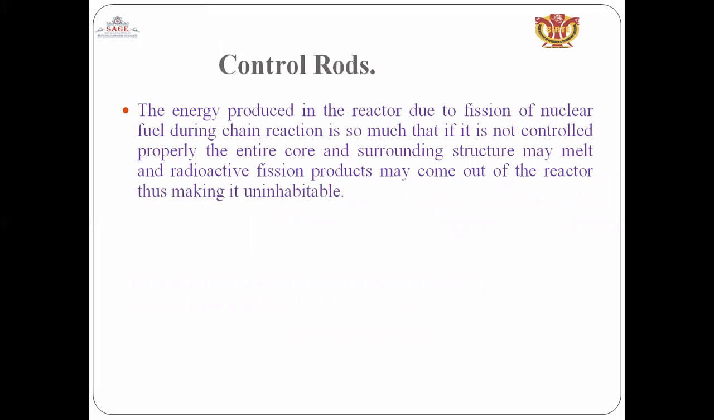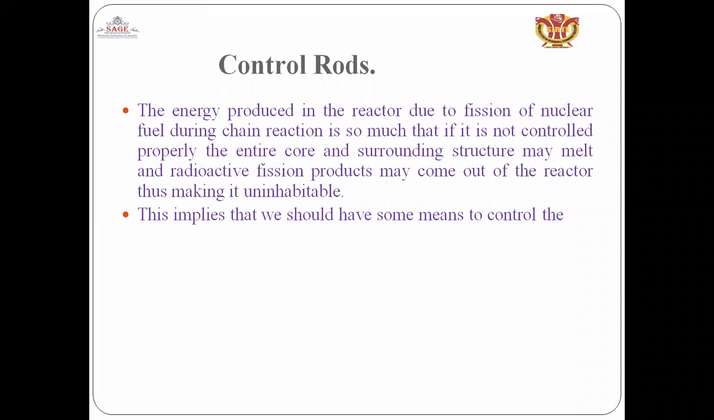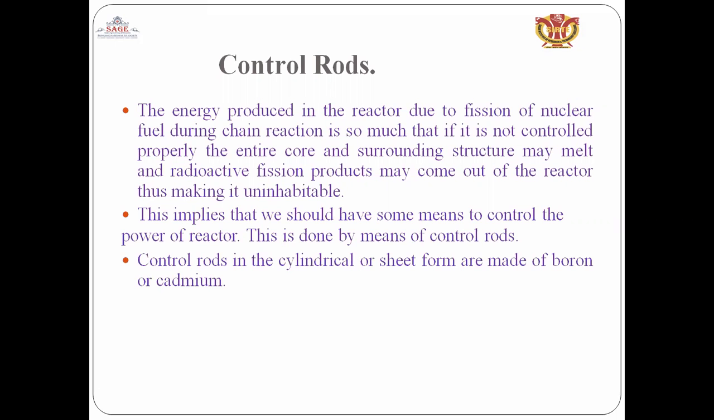Control rods. The energy produced in the reactor due to the fission of the nuclear fuel during the chain reaction is so much that if it is not controlled properly, the entire core and the surrounding structure may melt, and the radioactive fission products may come out of the reactor, thus making it unsafe. This implies that we should have some means to control the power of the reactor. This is done by means of the control rod.